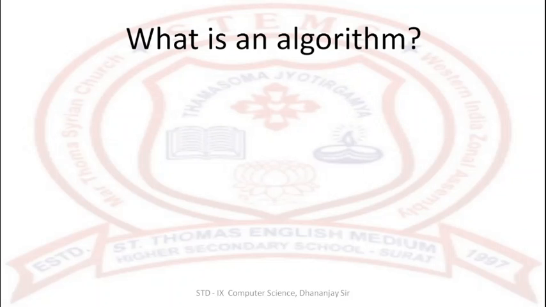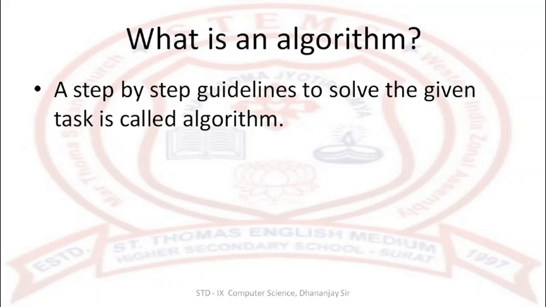What is an algorithm? An algorithm is a step-by-step guideline to solve a given task. If you want to solve a big problem, we plan properly and go in a sequential manner so that we can get it easily. So with the help of an algorithm, we can solve a big problem in a step-by-step way. That's why I have written here that the step-by-step guidelines to solve the given task is called the algorithm.